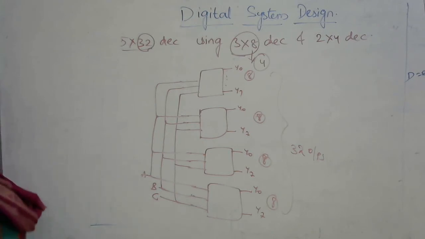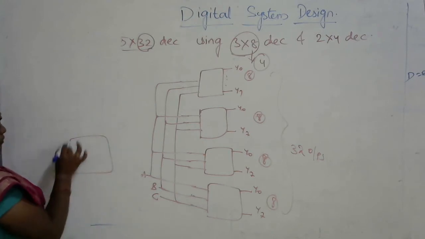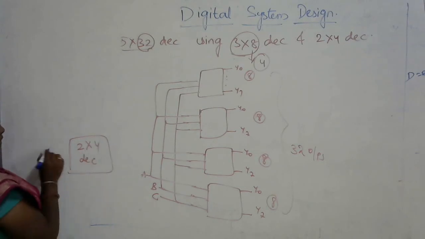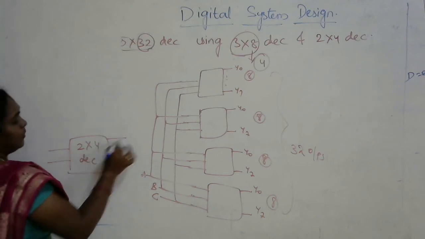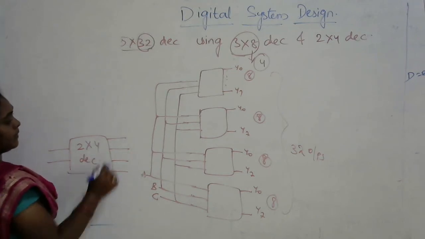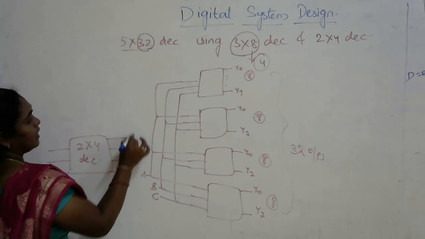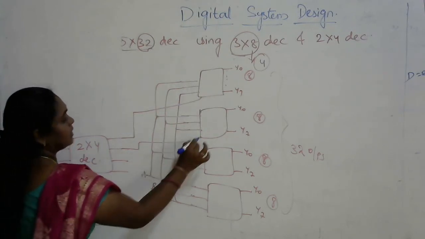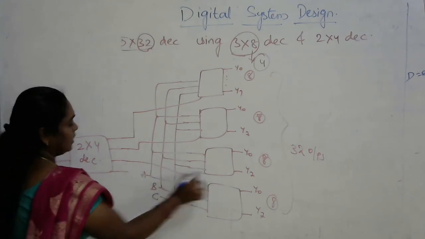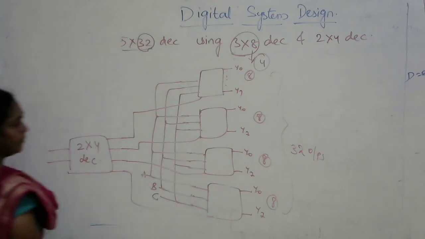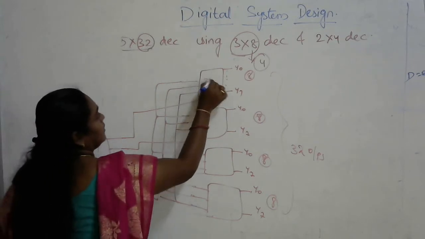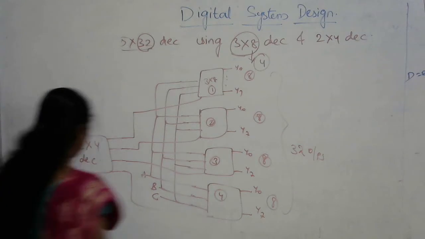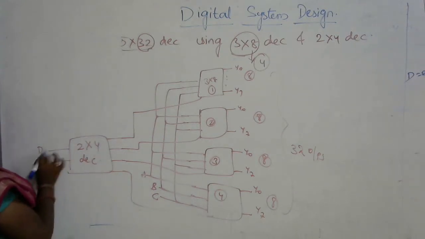So what we are doing over here is we are taking a 2 by 4 decoder. Here the 2 by 4 decoder consists of how many inputs? 2 inputs, and how many outputs? 4 outputs. The first output is given as the enable for the first 3 by 8 decoder. Similarly, the second is given for the second 3 by 8, the third is for the third and the fourth is for the fourth. So here this is 3 by 8 number 1, 2, 3, 4, and this is D and this is E.